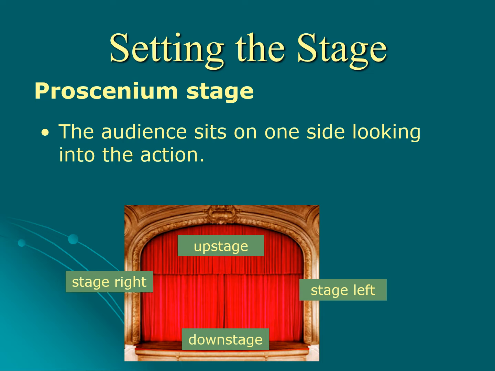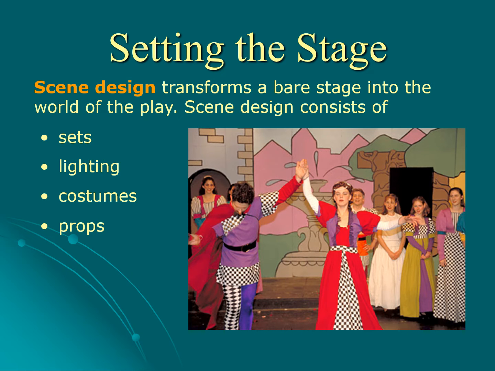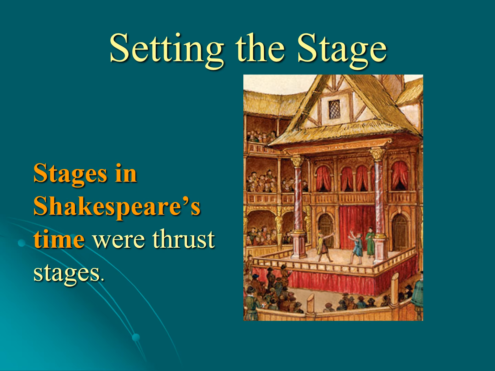The last but not the least, the proscenium stage. The playing area extends behind an opening called a proscenium arch. The audience sits on one side looking into the action. Part of setting the stage is scene design. It transforms a bare stage into the world of the play. Scene design consists of sets, lighting, costumes, and props. The stages in Shakespeare's time were thrust stages.